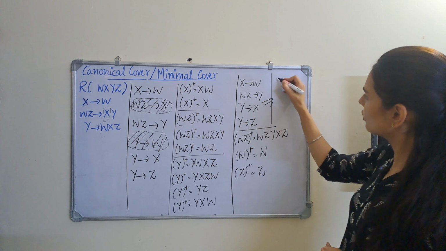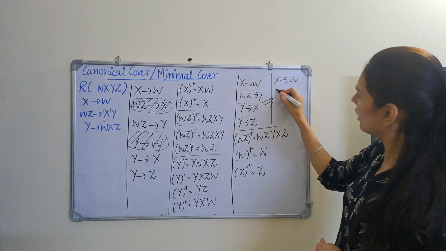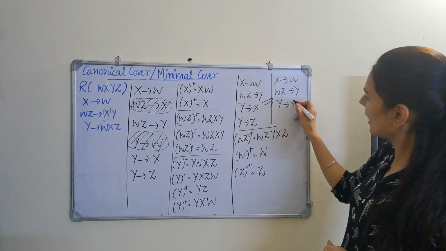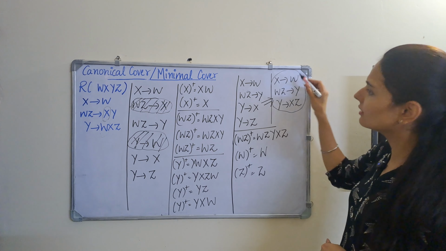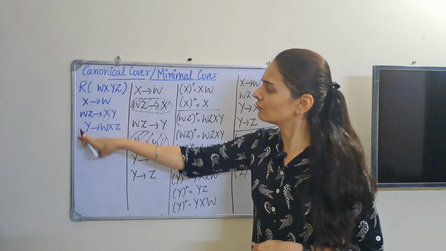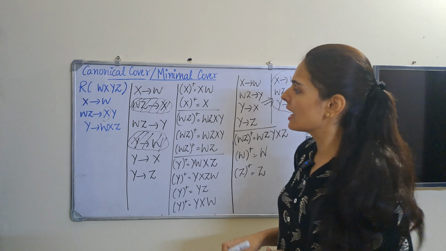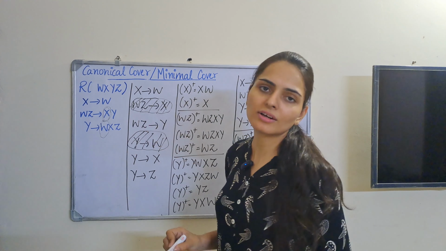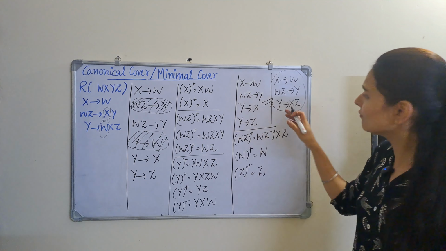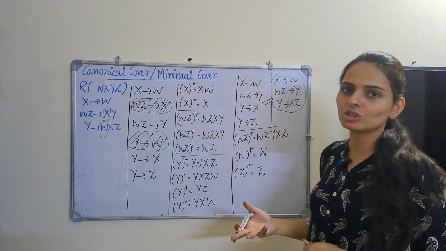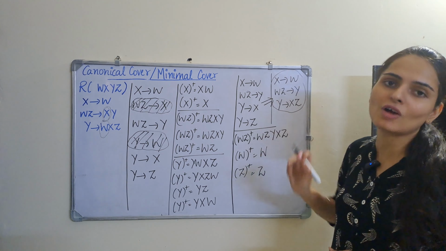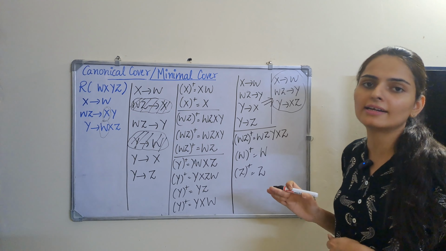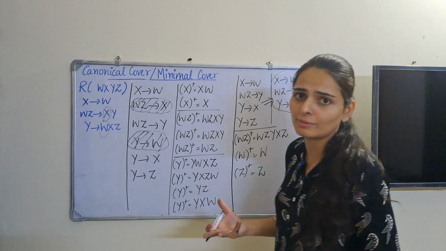If we apply the union over here, we get X to W, then we get WZ to Y. Then for Y, we have X and Z. So this is the final canonical cover, or the minimal cover, for this set of functional dependencies. We can see that this X over here and this W over here were redundant. So we can finally move towards the implementation of our relational model with this set of functional dependencies, in which we have removed all the redundant attributes and redundant functional dependencies.